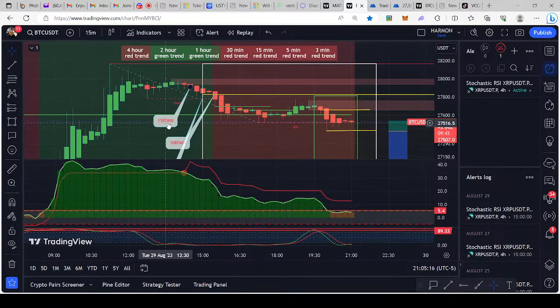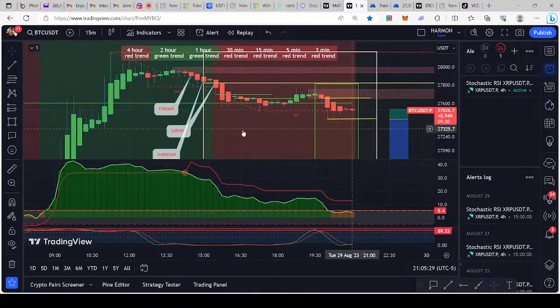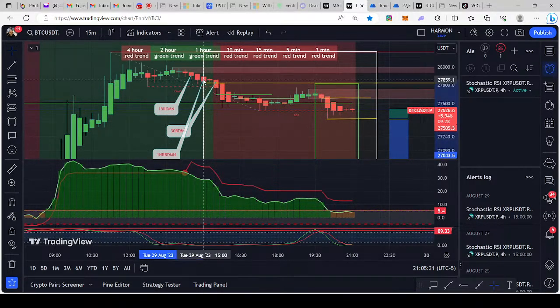So when we get a 15-minute red moon, you can see that we're in this section here, and then we get a 30-minute red moon, and we're in this section here, and then the 1 hour red moon comes in here. But we also had the 1 hour come in right here.